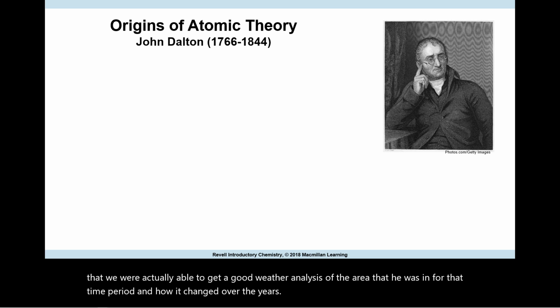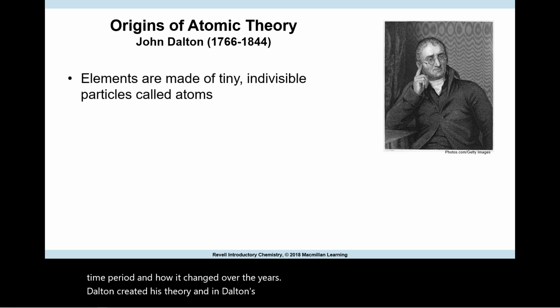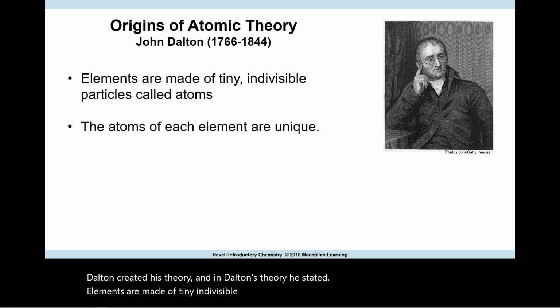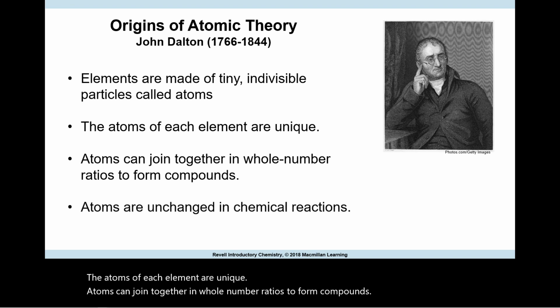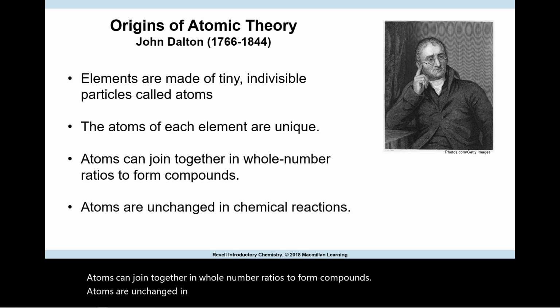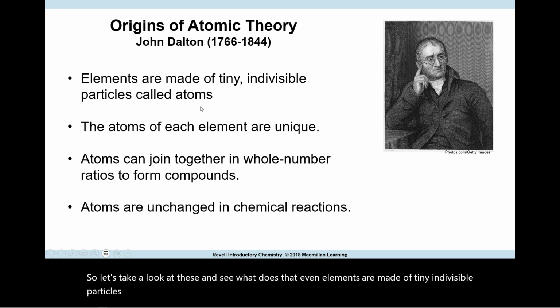Well, Dalton created his theory, and in Dalton's theory, he stated elements are made of tiny, indivisible particles called atoms. The atoms of each element are unique. Atoms can join together in whole number ratios to form compounds. Atoms are unchanged in chemical reactions. So let's take a look at these and see what does that even mean. Elements are made of tiny, indivisible particles called atoms.